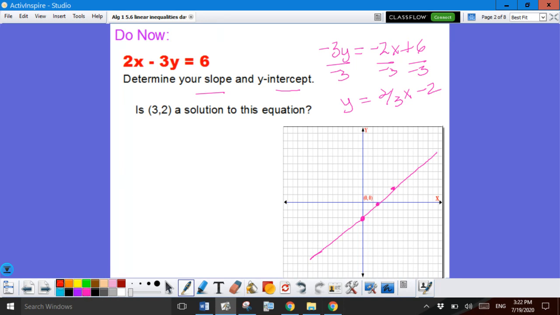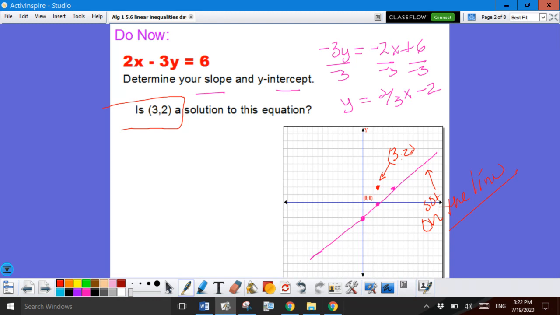All right, so the first thing it asks me is if (3, 2) is a solution. Well, let's see. There's 3 and there's 2. So here's the point (3, 2). Is that a solution to my equation? Well, hopefully you said no, because to be a solution, I would have to be on the line. So if I have an equation, the only points that work are actually on the line.